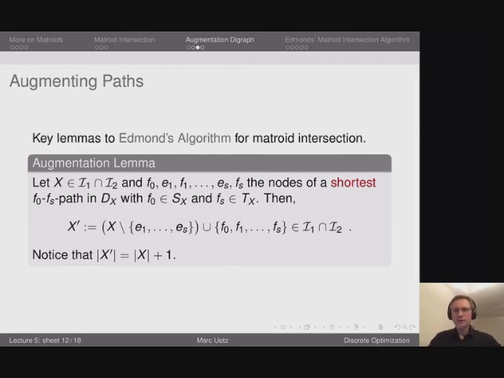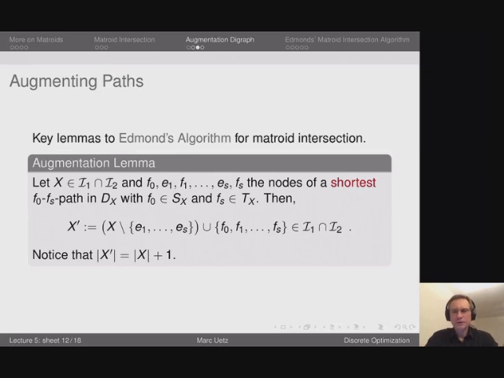Now we have something to really construct sets which are independent with respect to both matroids, right? We might start out with an empty set, which is certainly independent in both matroids, and using this augmentation lemma and this directed augmentation graph, we can augment the set by additional elements, each time computing or trying to find shortest paths in this bipartite directed graph. So this already gives me an algorithm, right? I can augment and augment using shortest augmenting paths in this graph.